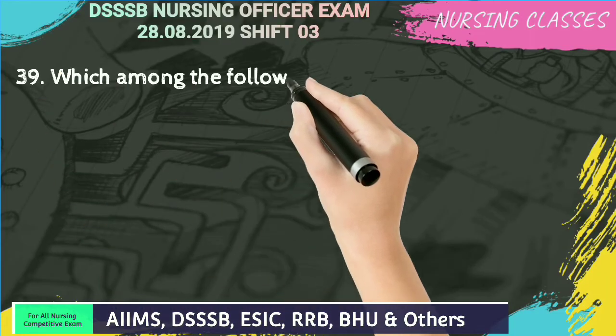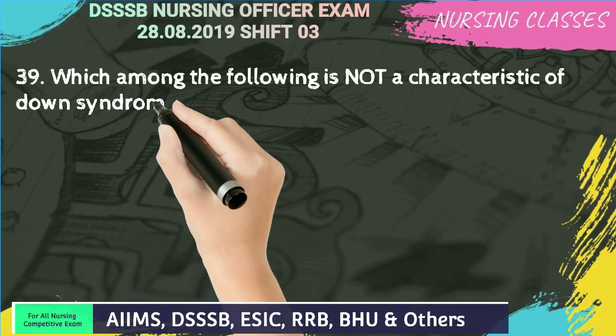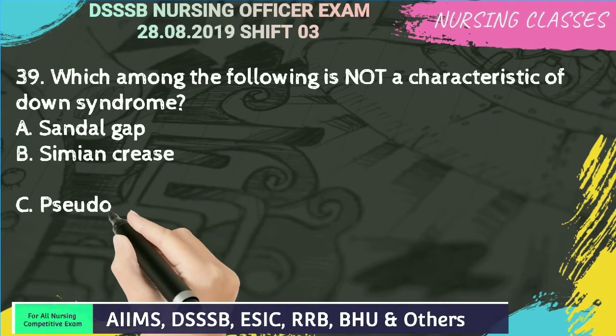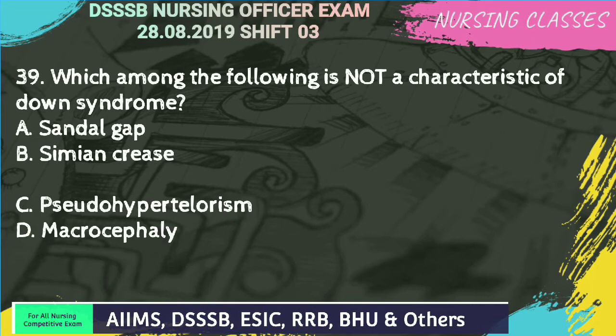39. Which among the following is not a characteristic of Down syndrome? A. Sandal gap. B. Simian crease. C. Pseudohypotelorism. D. Macrocephaly. Correct answer D. Macrocephaly.